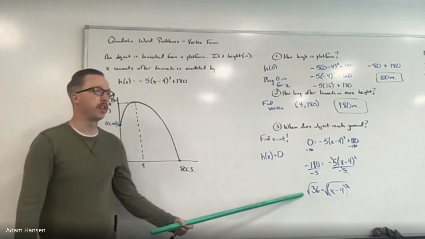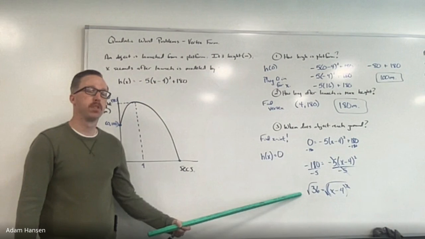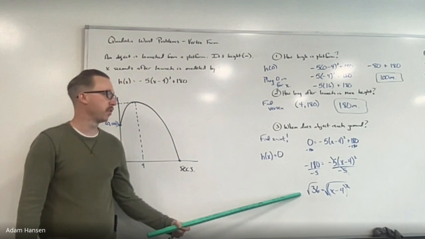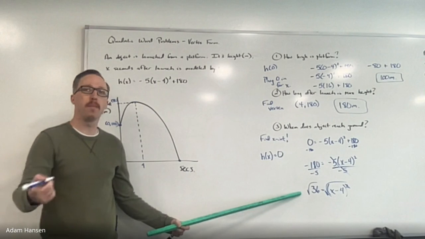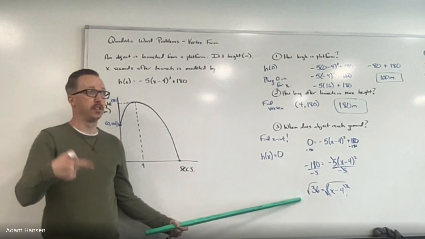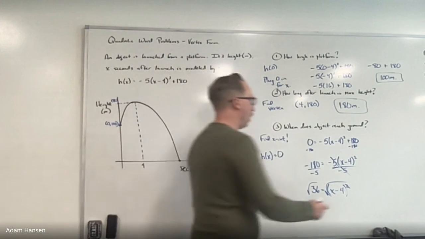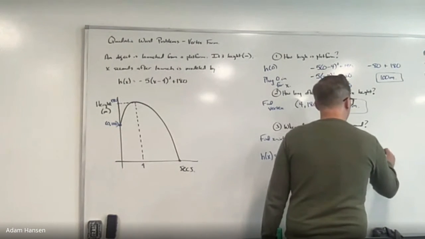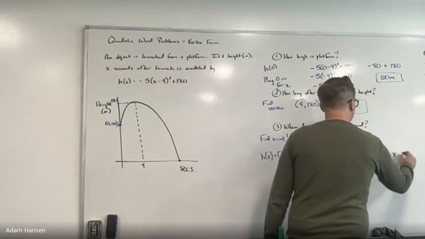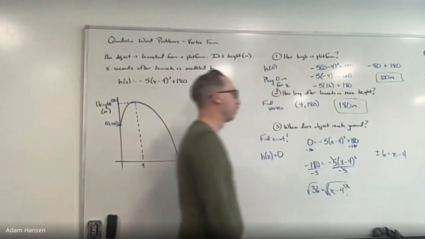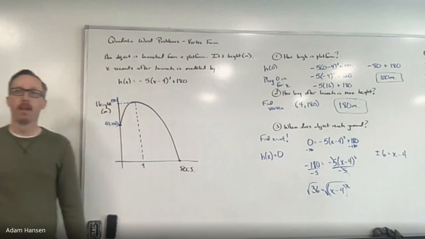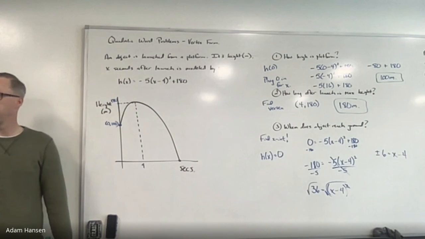What's the square root of 36? 6. 6 is half the answer. What's the other? Negative and positive 6. The square root should tell you what number times itself makes 36. 6 times 6 is 36, so is negative 6 times itself. I want to get both answers, so let's make sure I write both of those down. Plus or minus 6 equals x minus 4.